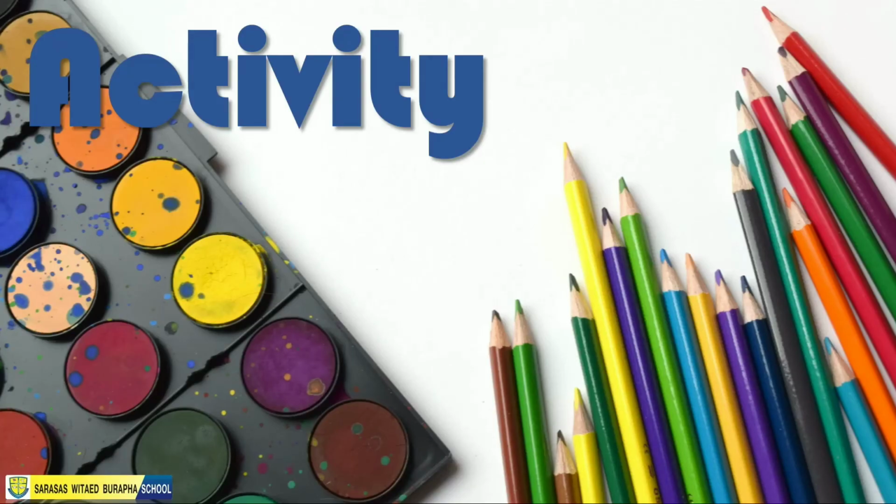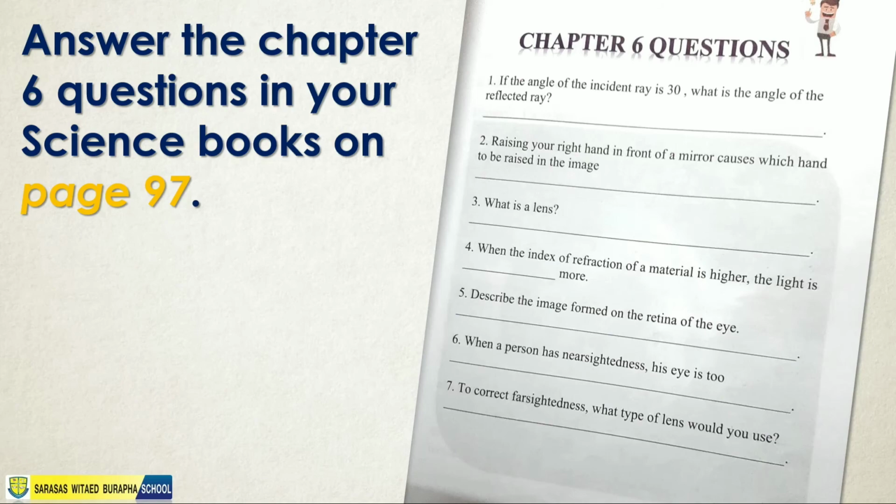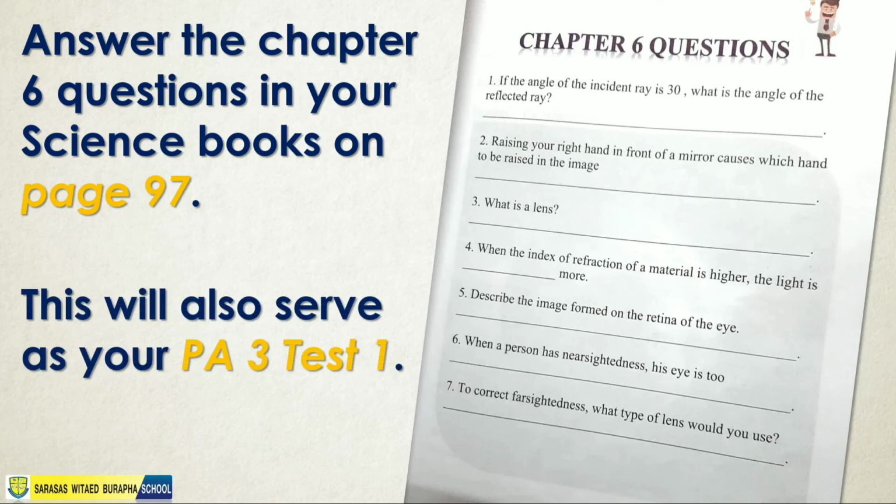Now for our activity. You need to answer the Chapter 6 questions in your science books on page 97. Again, answer the Chapter 6 questions in your science books on page 97. This will also serve as your PA3 Test 1. You have to submit it on time.